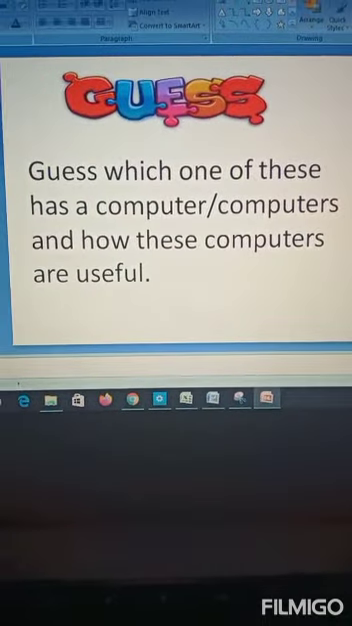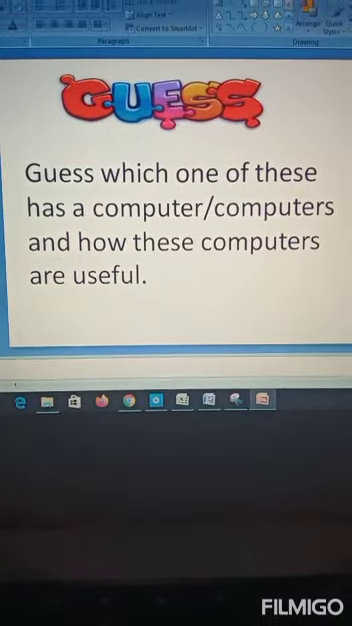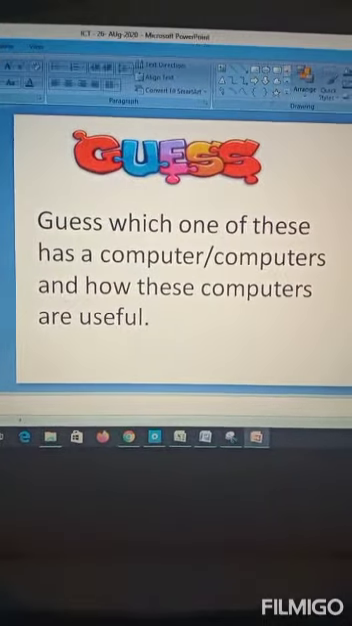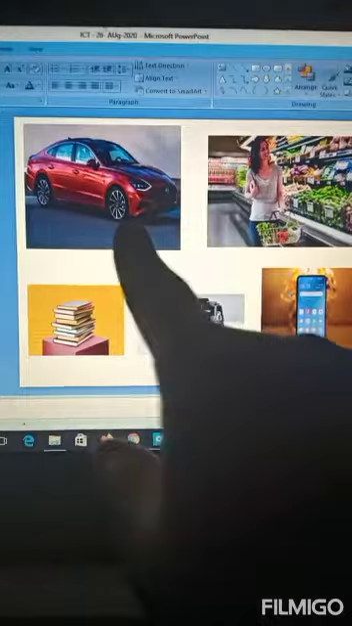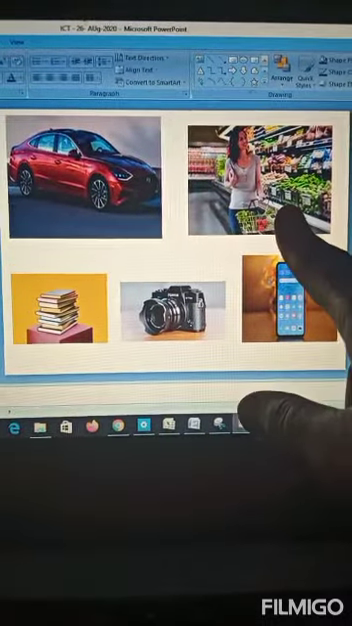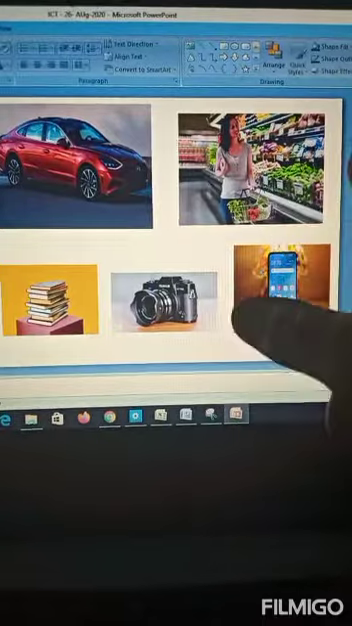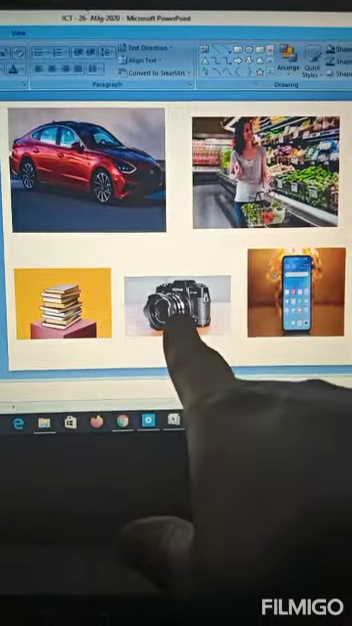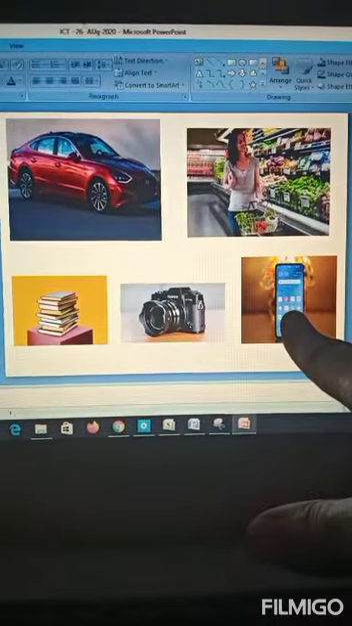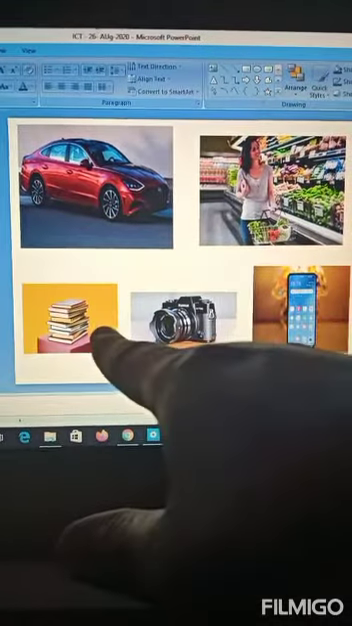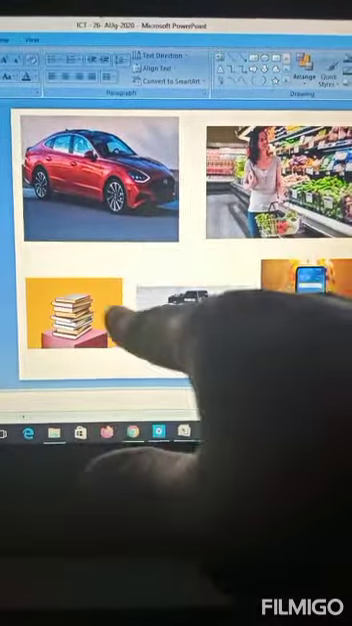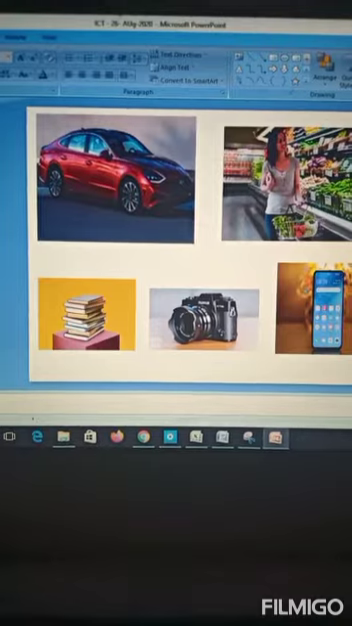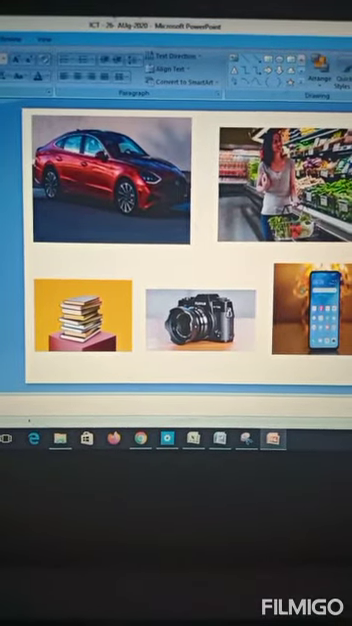Task for you children. Now you have to guess which one of these has a computer or computers and how these computers are useful. I'm going to show you a few pictures here. There's a car. That's a grocery store, a supermarket. These are a few books. That's a camera and a mobile phone. You have to tell me whether these use computers or not, and in case they do, how is it useful? What is the use of the computer?